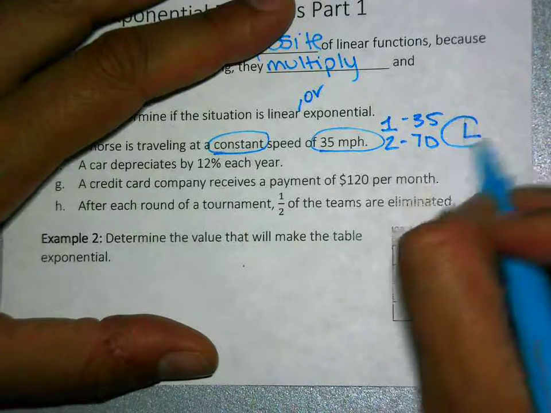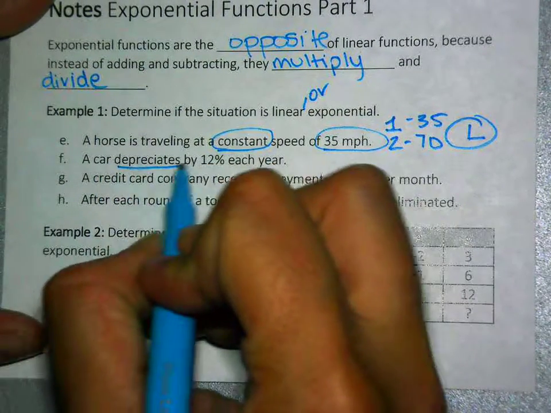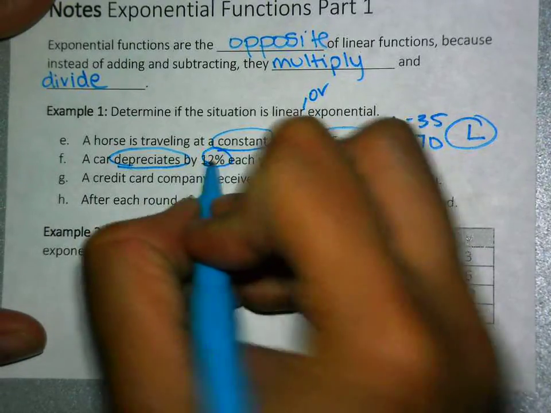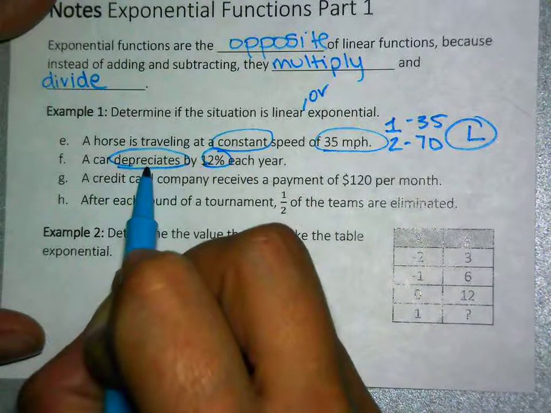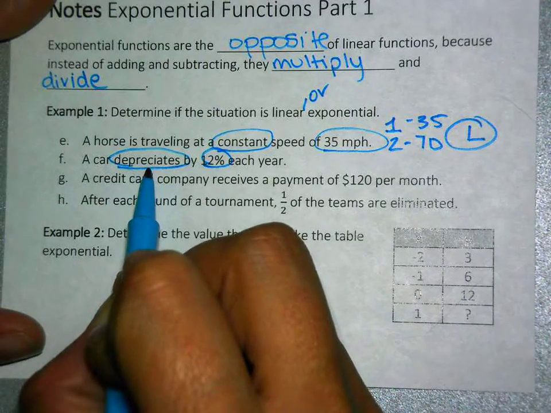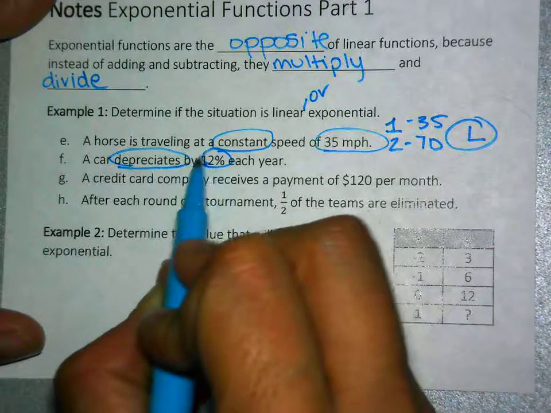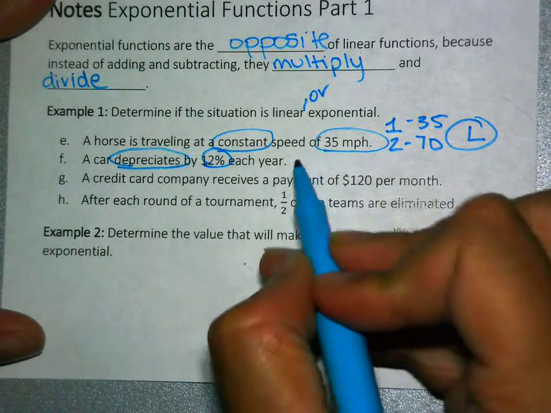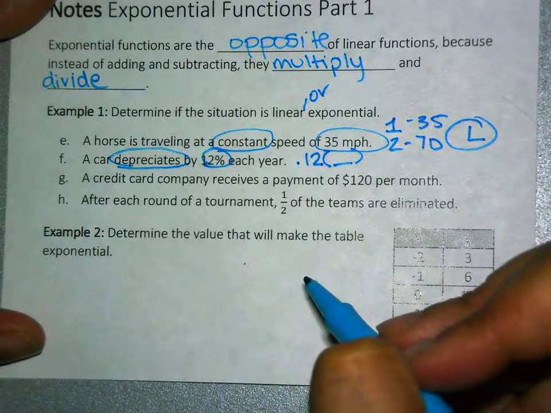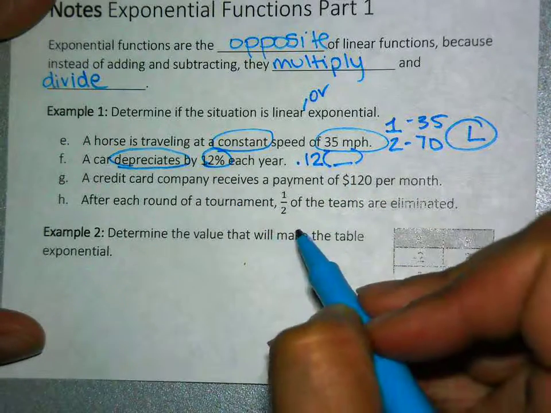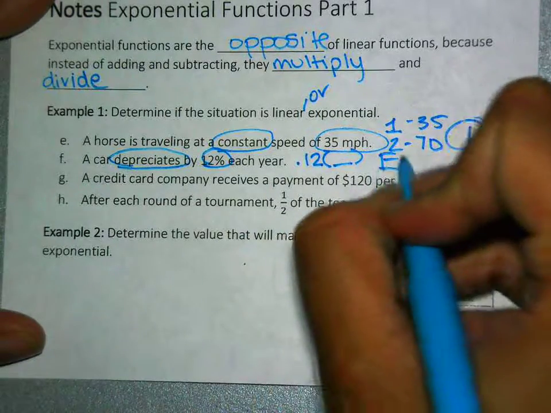So this is linear. A car depreciates, that's a very key word, at 12% each year. I know the word depreciates comes from exponential functions because we talked about exponential growth and decay. And 12% means I'd have to convert it to a decimal and multiply it by whatever value to determine what 12% is. Multiplication, like we've said before, is exponential.